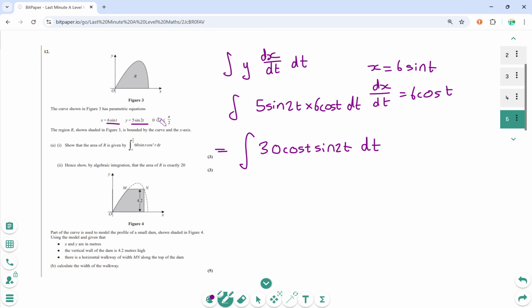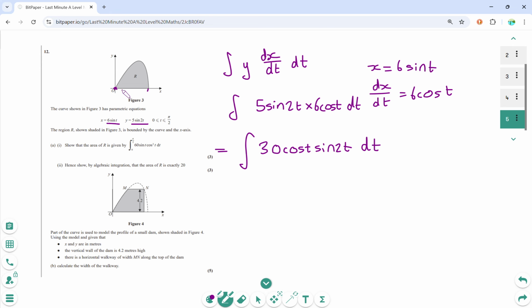You do need to be a bit careful there, because sometimes these aren't in the same order. So if this was something else, this wouldn't necessarily correspond to t as pi over 2, and this wouldn't necessarily correspond to t as 0. So you would check that first.